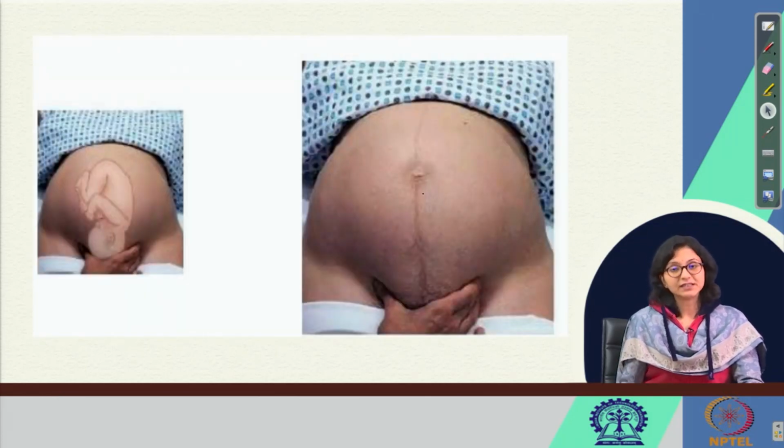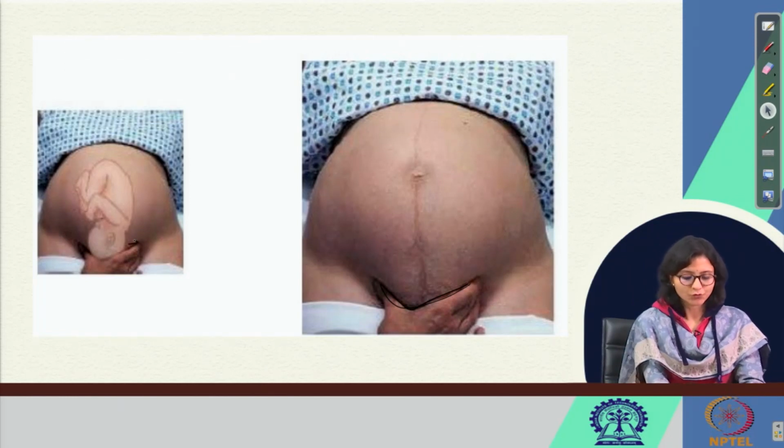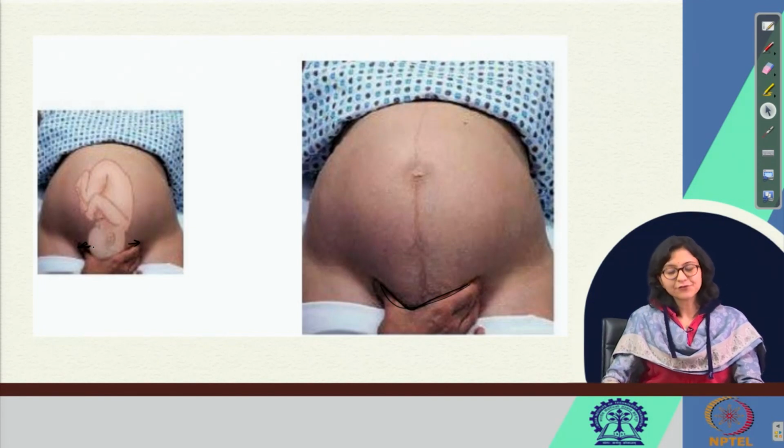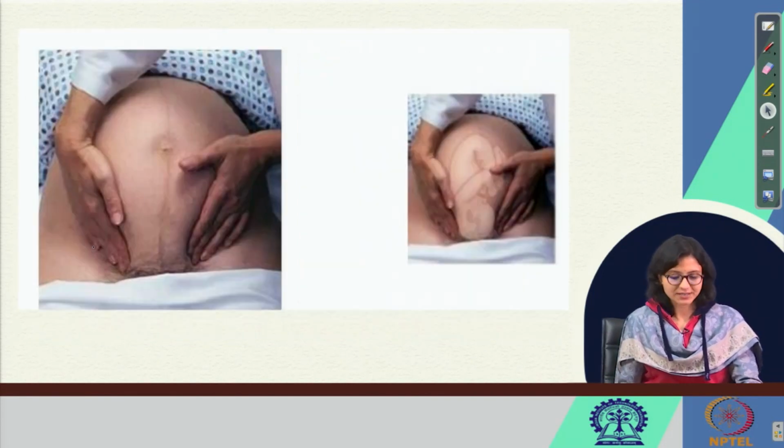Now, this is the third Leopold grip. Here with the right hand you are holding the presenting part, and you can move it. It is ballotable from the rest of the body, the head, due to the neck the head can move. So, it is a round, hard, smooth structure and it is ballotable from the rest of the body, signifying that it is the head of the fetus.